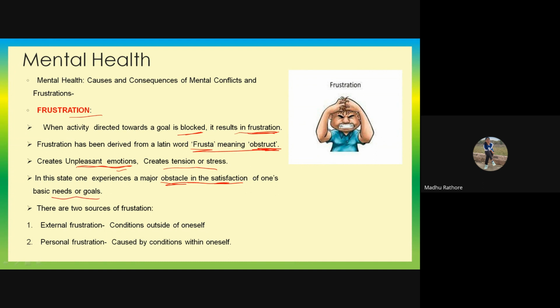There are two sources of frustration: external frustration and personal frustration. Personal frustration is caused by conditions within oneself, and external frustration comes from outside of oneself. First, let us understand personal frustration. When we want something and we had some goal and we did not get it, despite too much practice to get it, it gives us personal frustration.